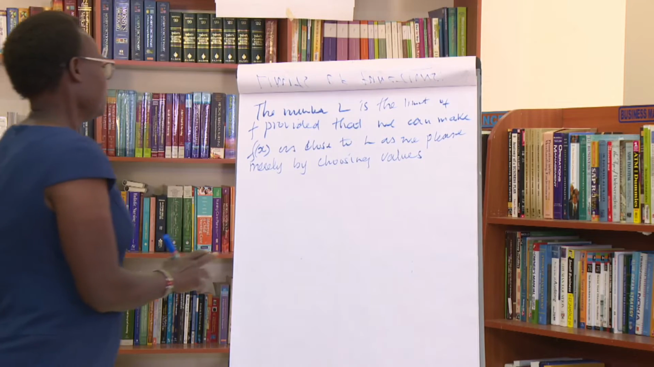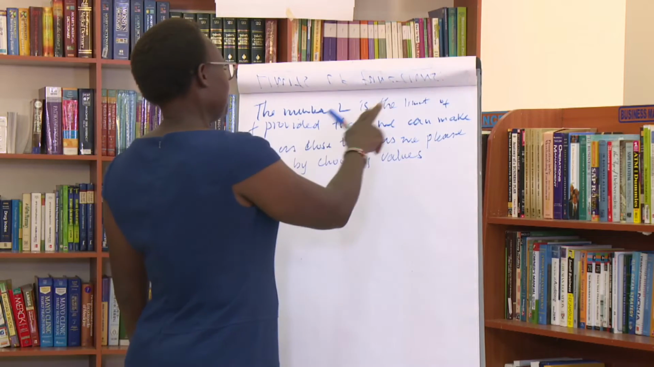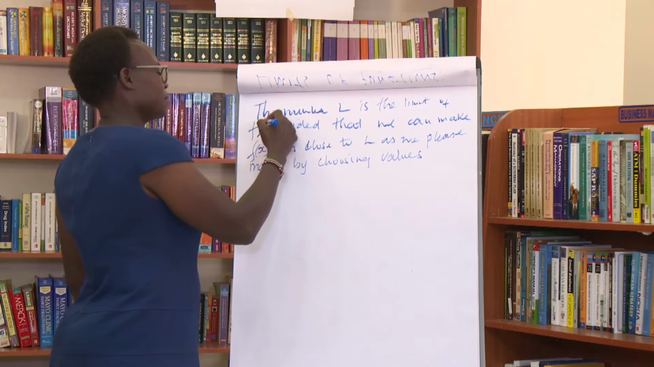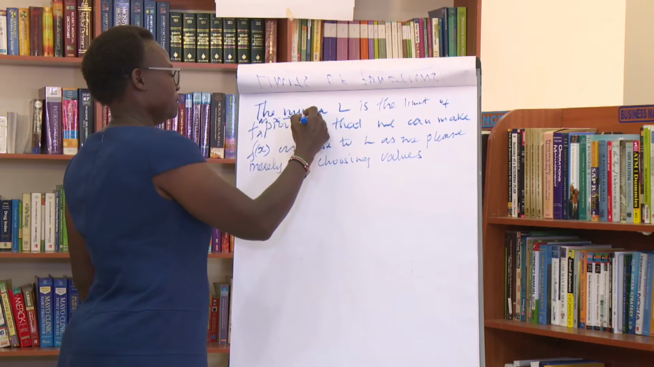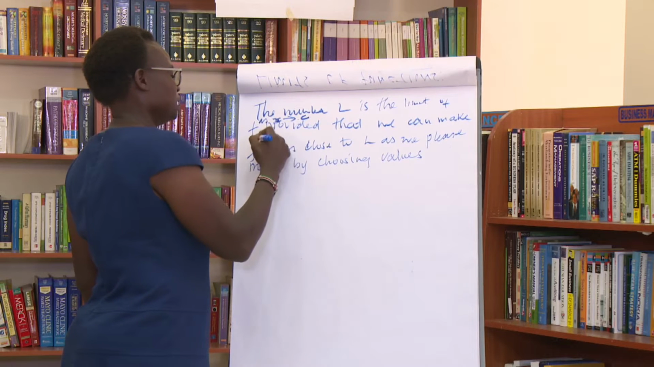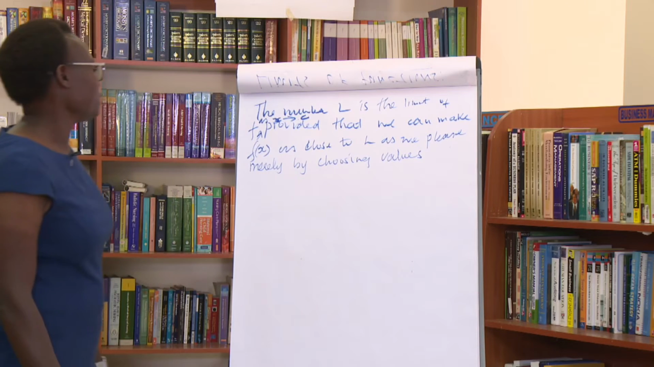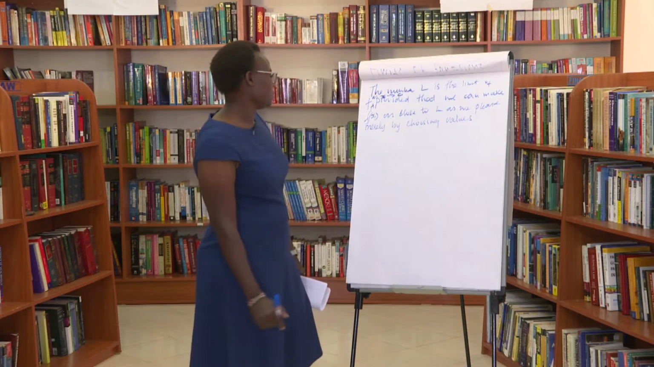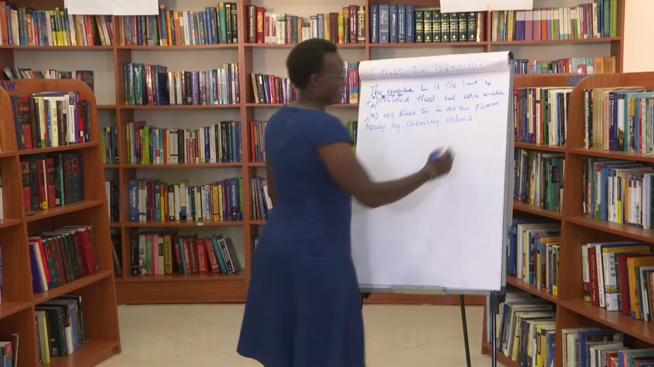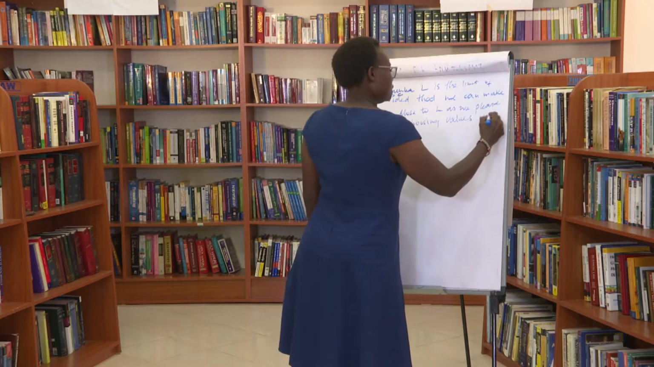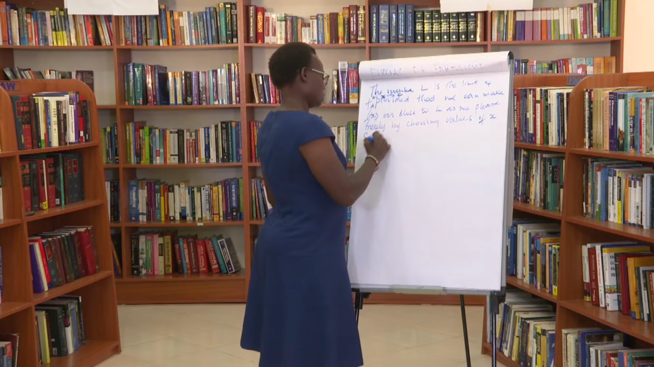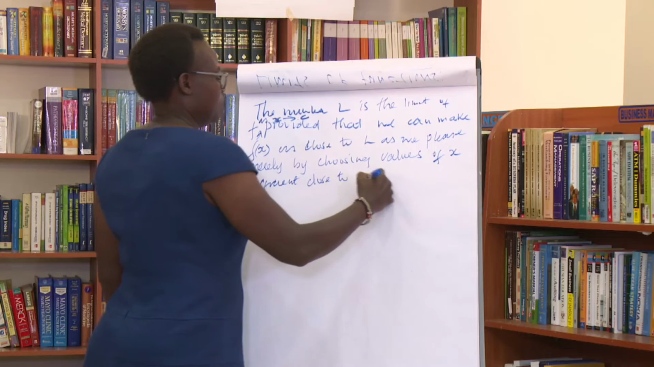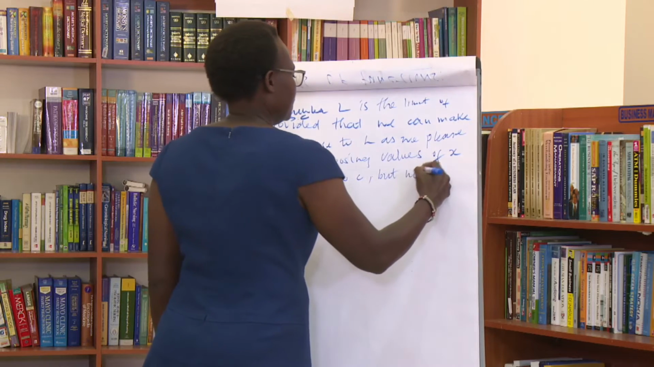We need to introduce something here. So the number L is the limit of f as x tends towards c. There's something important that is missing here. So the number L is the limit of f as x tends to c, provided that we can make f of x as close to L as we please, merely by choosing values of x sufficiently close to c, but not at c.